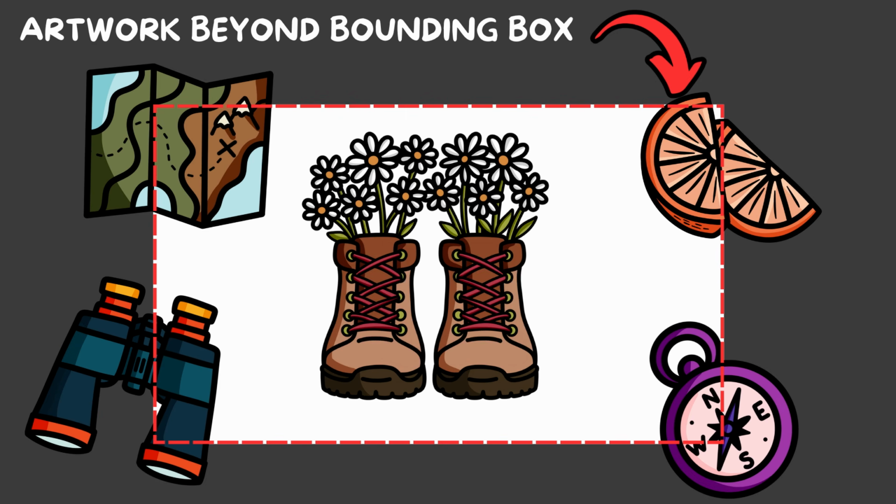So the next feature that Affinity has that Procreate doesn't is really subtle, but once you realize this is something that you can do, you kind of can't live without it. I'm talking about having artwork and elements that still exist even when they go beyond the borders of your working canvas. In Procreate, your canvas has a hard edge. You cannot go beyond the bounding box in Procreate.